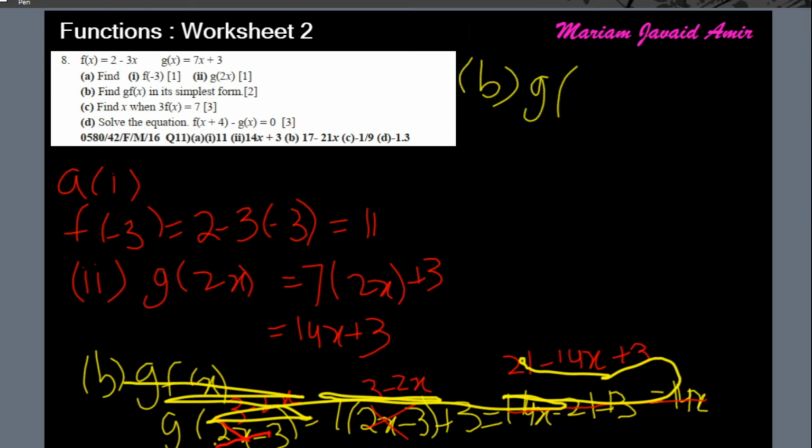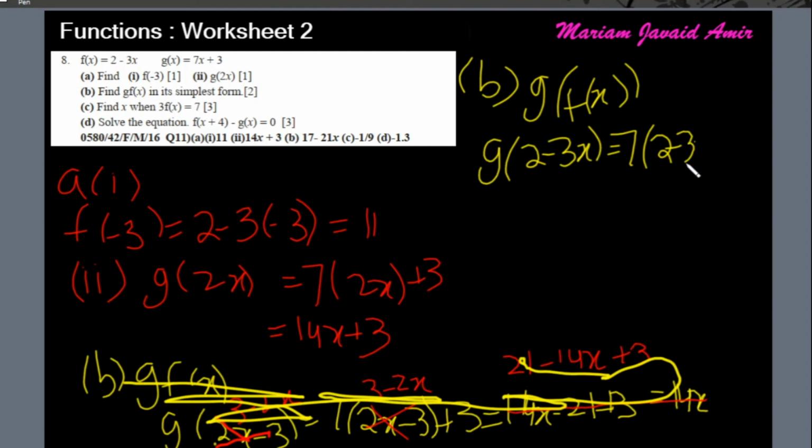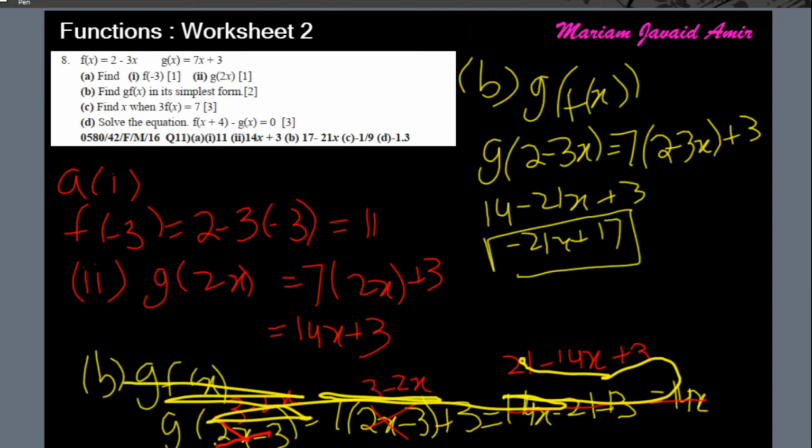So gfx has to be written in its simplest form. So g of fx is g of 2 minus 3x. So in gx, now I'll change x to 2 minus 3x plus 3. So this becomes 14 minus 21x plus 3, which gives us minus 21x plus 17. Correct answer, thank God.